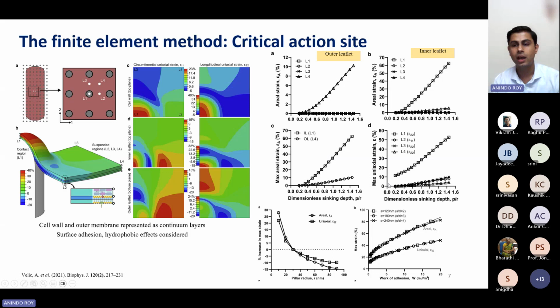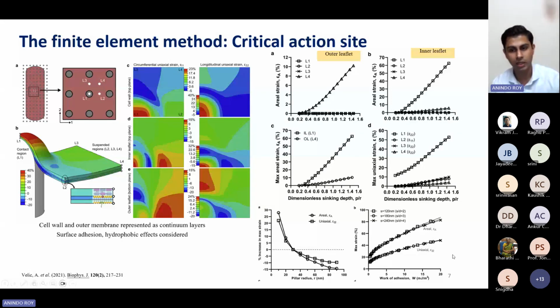And also if we compare the maximum, not the areal strain, but the uniaxial strain, again, we will notice that L1 has the maximum uniaxial strain as well. So contrary to the predictions of the thermodynamic model, a finite element modeling with a more resolved view of the bacterial cell wall tells us that the critical site of the rupture actually occurs at the pillar apex and not at the suspended region between the pillars, even though for the outermost layer, the suspended region experiences the maximum strain. We can also investigate the role of the nanoscale geometry.